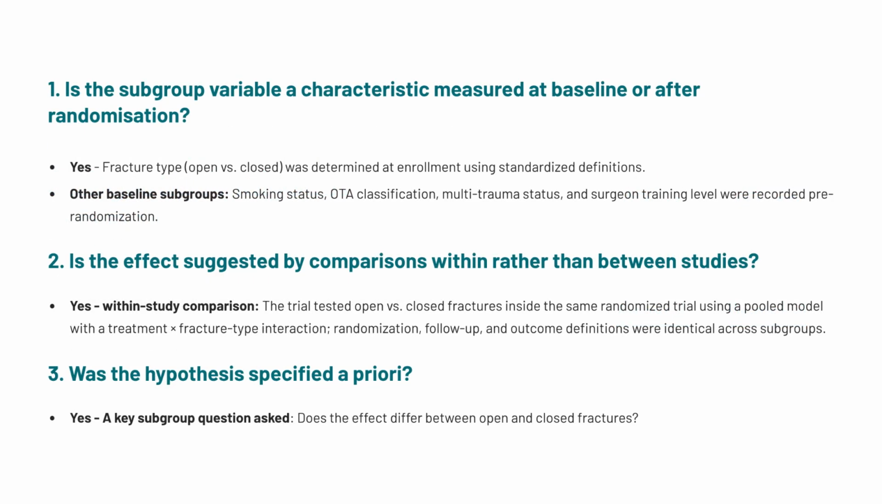But before we jump to conclusions about this subgroup effect, let's apply the credibility criteria. On the design elements, we first ask when the subgroup was defined, because randomization only protects baseline factors. For the SPRINT trial, the subgroup analysis of fracture type and smoking was measured at baseline. Next, the team used a pooled regression model with a treatment times fracture type interaction under one protocol, follow-up, and outcome set. This subgroup, along with several others, was pre-specified a priori in the study protocol and statistical analysis plan.